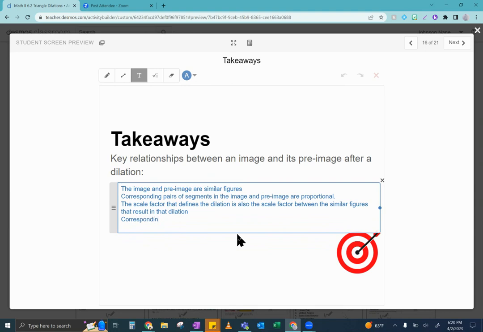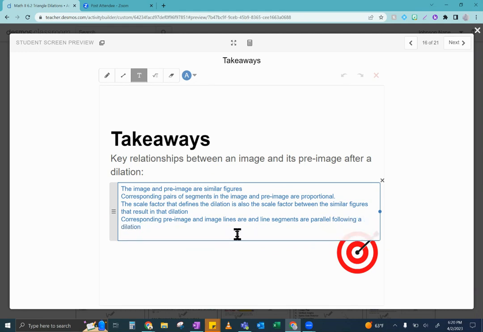And lastly, corresponding pre-image and image lines and line segments are parallel following a dilation, except for the case when the lines pass through the center of dilation, right? All right, so that's that.